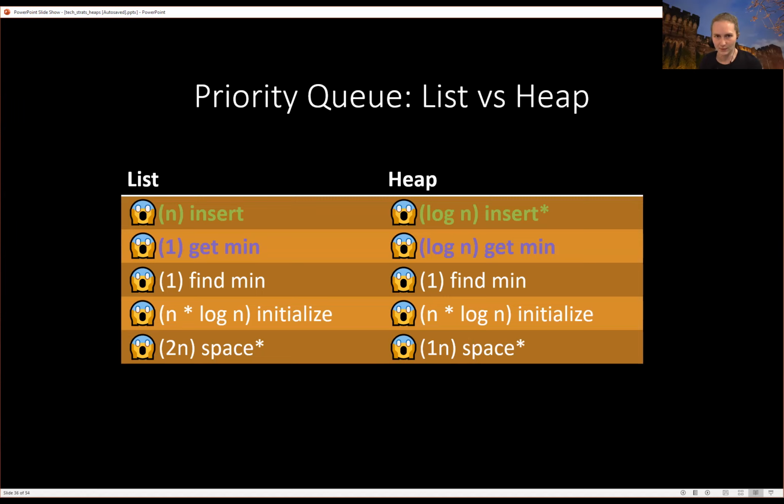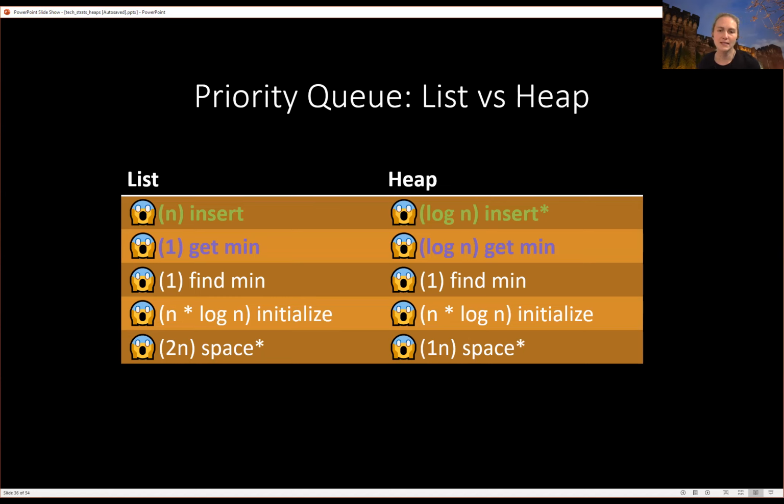Going through quickly some of the other ones before I address that. Find min is still constant time, O of 1. To initialize it, you can do n log n, so we know that Heapify is n log n. To initialize a sorted list, you're probably going to use an efficient sorting algorithm, potentially heap sort, which is going to be n log n.